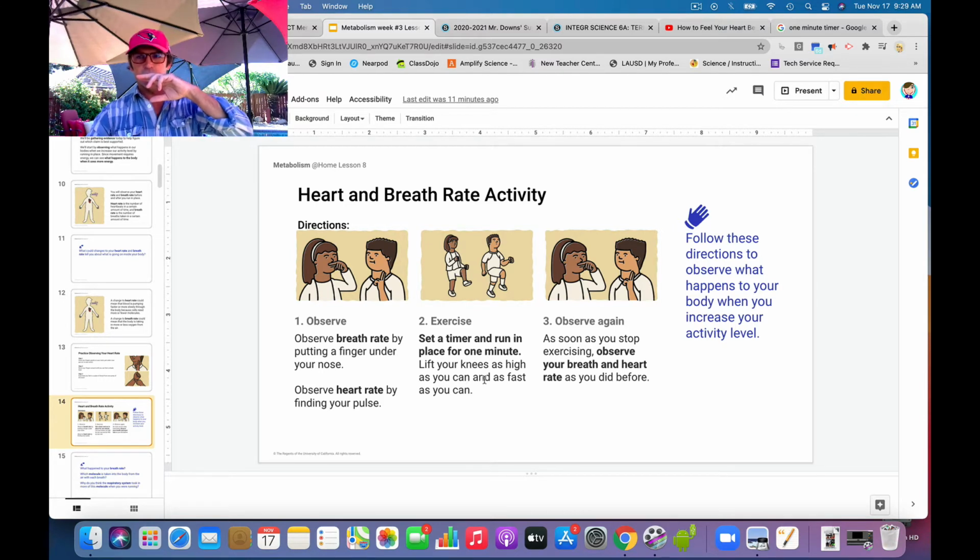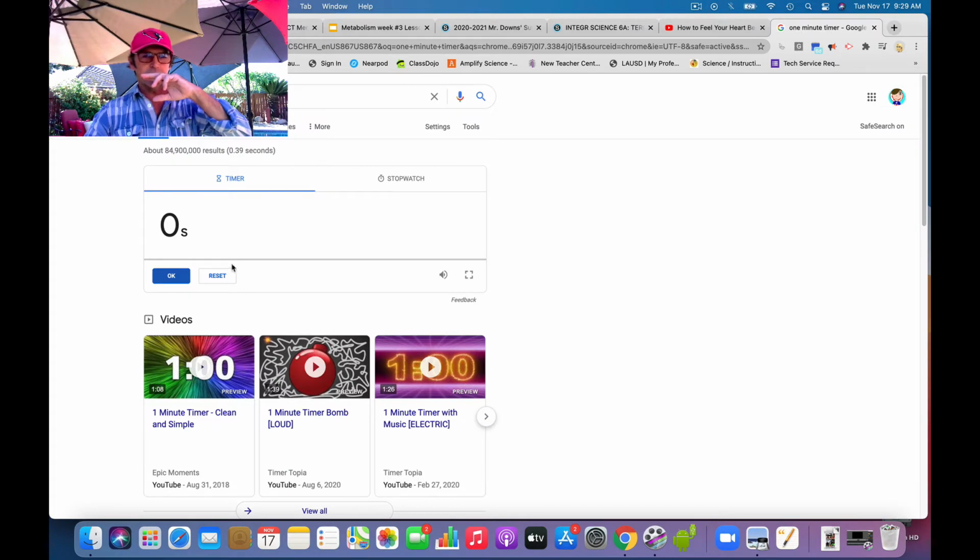So let's start our timer again and just do about 10 seconds. Just see if it's like a breath a second or what it is. Here we go. So I only did, I think, 3 or 4 breaths in 10 seconds.